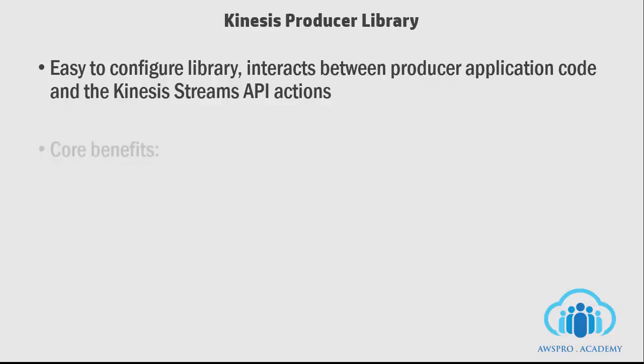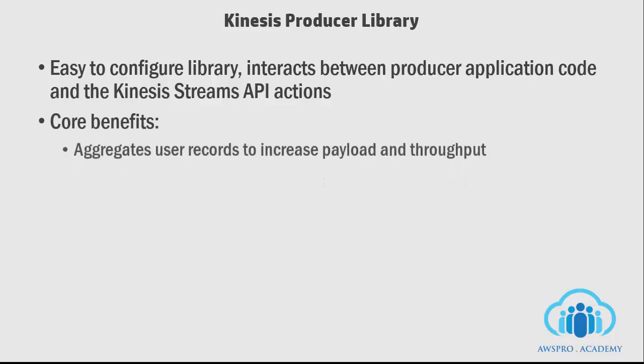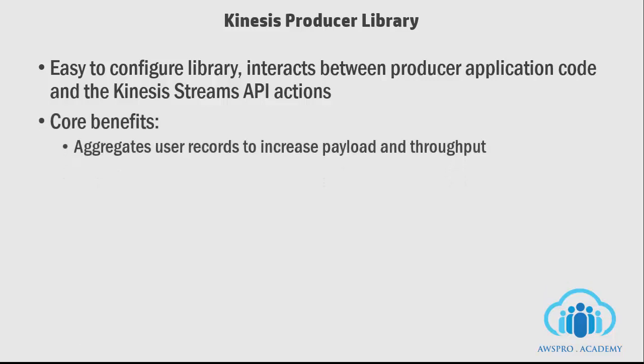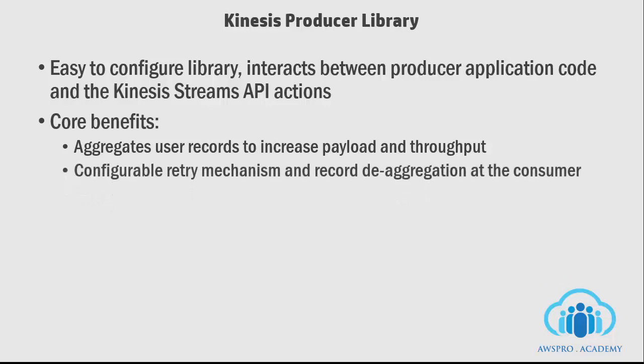But KPL supports record aggregation that allows customers to combine multiple records into a single Kinesis Stream record. For example, with KPL aggregation, you can pack 1000 records into only 10 Kinesis Stream records. The stream metric shows only 10 but not 1000. In addition, you also need some retry logic to put the records. Also, you need record deaggregation at the consumer side.